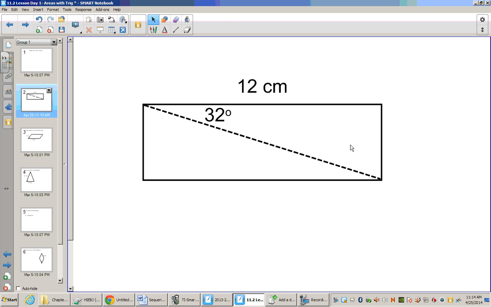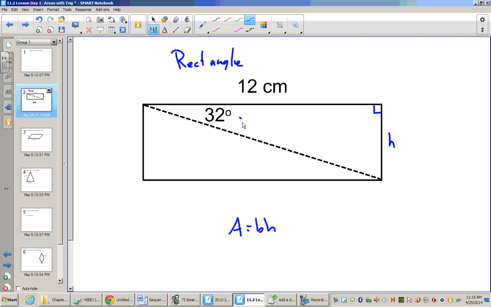The first thing we're going to do is this is a rectangle and we want to find the area. So if this is a rectangle, we know the area equals base times height. We know the base here is 12. We just have to find the height. Well, a rectangle always meets at 90 degrees. So if I want to find this height, let's call it h, we know that we can use trigonometry to solve for h.